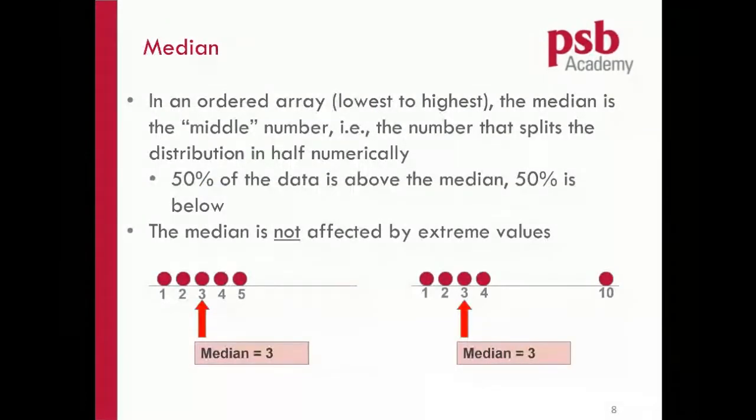Let me show you a number first. Let's say this is your data. You arrange your data in sequential order, the smallest to the highest, and you have 5 numbers: 1, 2, 3, 4, 5. Then you ask yourself, which number is right in the middle? Number 3. So the median is 3. Half of the data will be below this, half of the data will be above this.